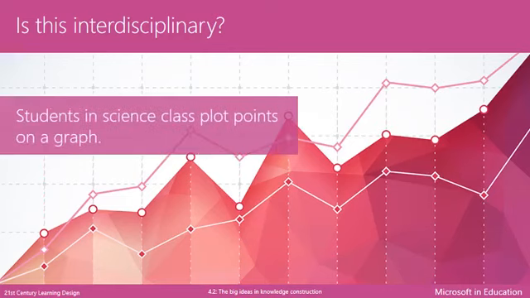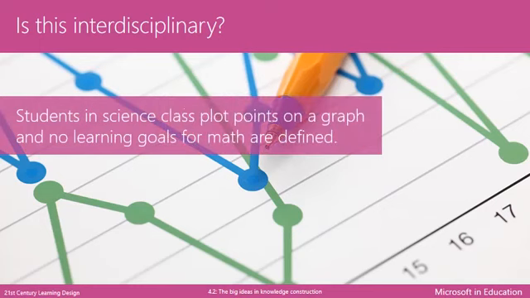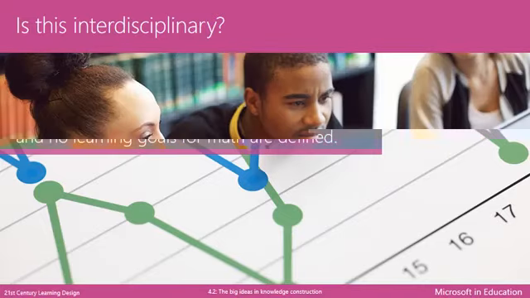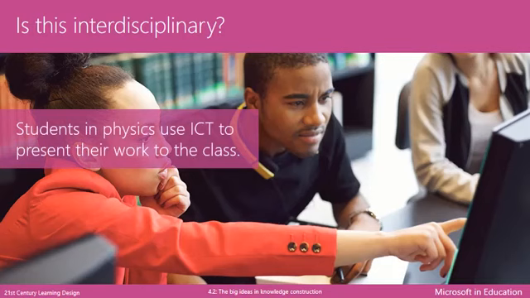Students in science class plot points on a graph. Learning goals for both math and science are defined. Is it an interdisciplinary activity where students in science class plot points on a graph and no learning goals for math are defined? Is it an interdisciplinary activity where students in physics use ICT to present their work to the class?